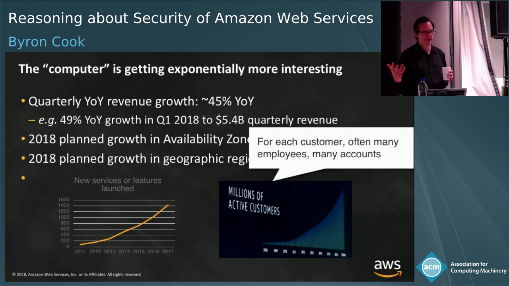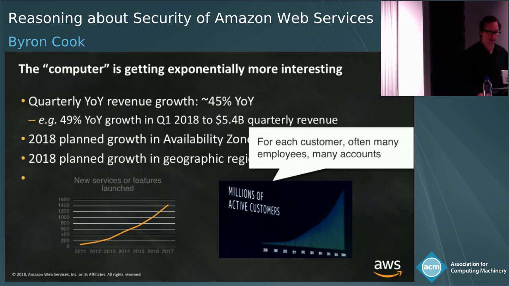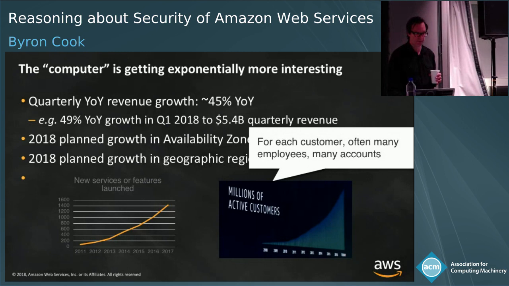We have millions of active customers, and one thing to remember is that for each customer, often there are many users, many teams in those customers. So a Goldman Sachs is a customer, and so then there are many teams within Goldman Sachs using AWS.